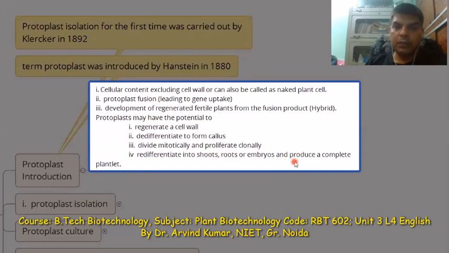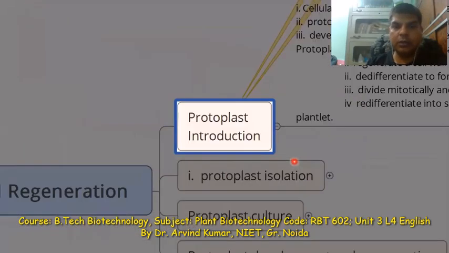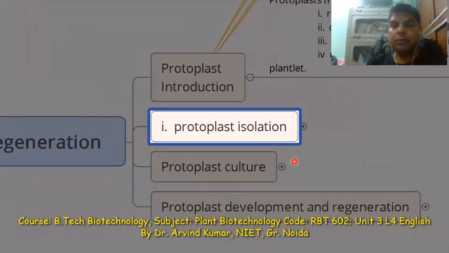So protoplast has enormous application in plant biotechnology, and one of the major applications of protoplast in plant science is to produce a hybrid plant that we call a somatic hybrid. That we will take up in another lecture, and in today's lecture, after this protoplast introduction, let's talk about protoplast isolation.